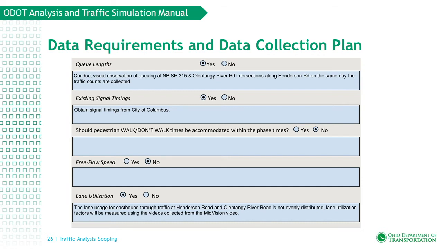Free flow speeds are not required for this project. However, lane utilization information is needed since lane usage is not evenly distributed at Henderson Road and Olentangy River Road. The process in which the lane utilization will be measured is detailed in the scoping document.